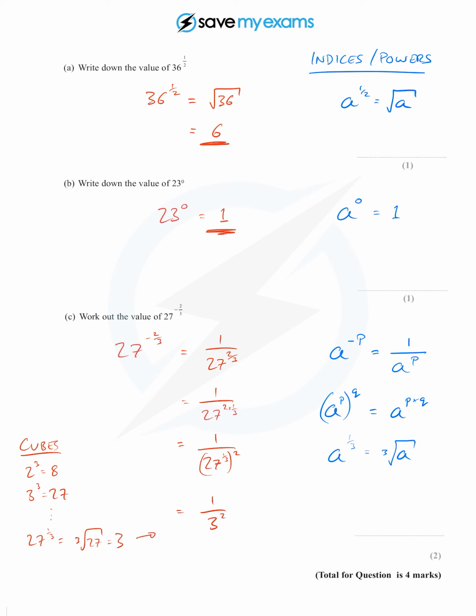And I've put that in there. And 1 over 3 squared is 1 over 9. And that would appear to be that.